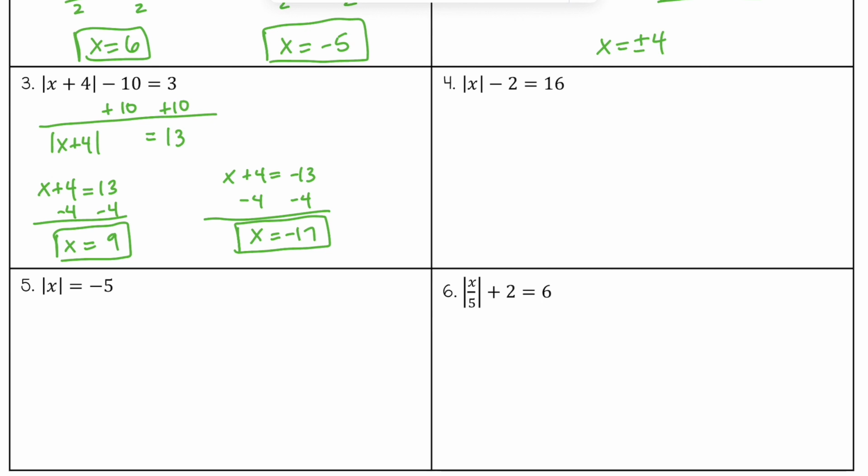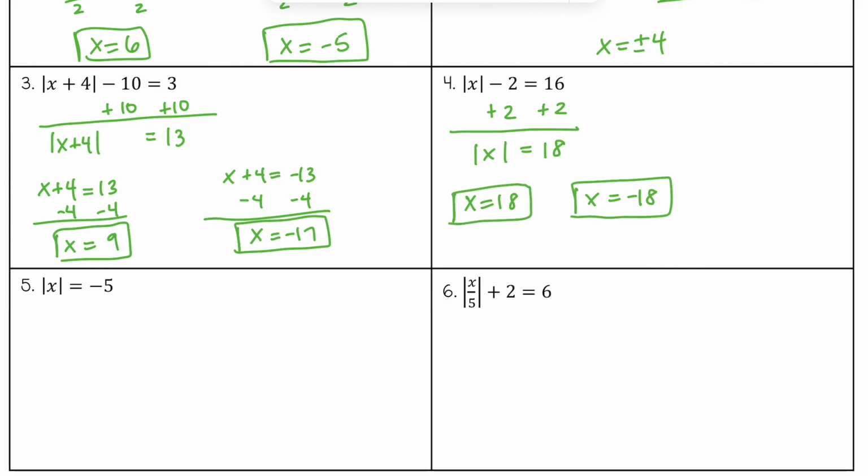All right, and number 4, we need to isolate, so we need to add 2 to both sides so that the absolute value expression will be by itself. -2 plus 2 is 0, so I'm going to bring down the absolute value of x. 16 plus 2 is 18. Now the absolute value expression is by itself, so I can lose the absolute value symbols and write it twice with positive and negative answers, and look, we're done. X equals 18, x equals -18.